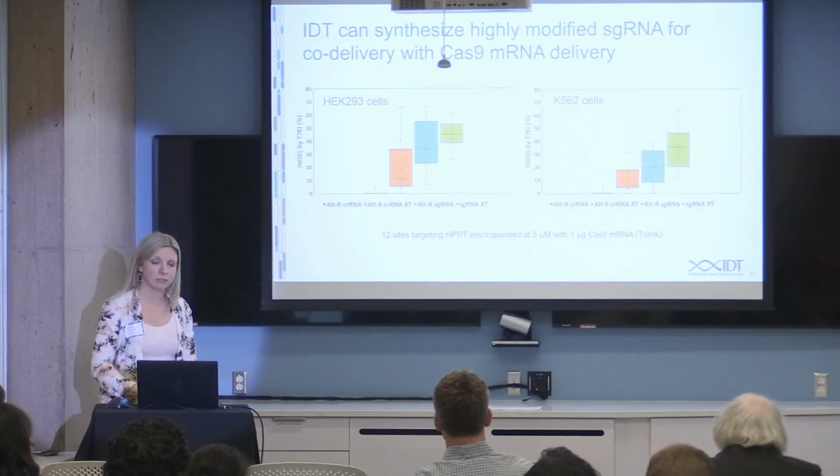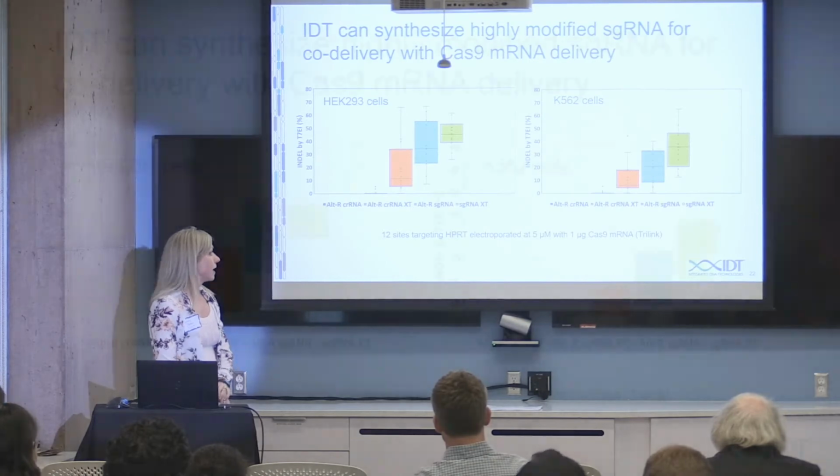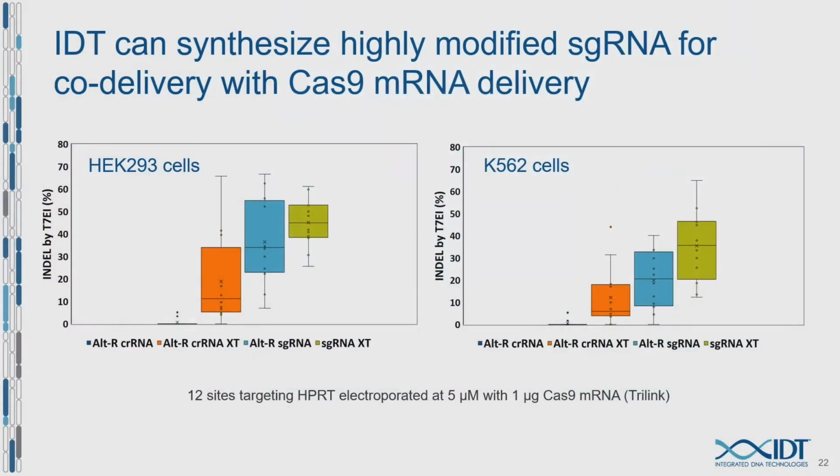And so to show data with that, here again, looking at taking 12 different sites and delivering them with mRNA now as a standard 2-part, not much activity, as a more modified 2-part, as a single guide RNA, which I had already showed had the highest activity, but now even going further and modifying about half of those bases in the single guide RNA with 2'-O-methyl bases, you can see that's where you get the greatest level of editing, both with 293 cells and in K562 cells.